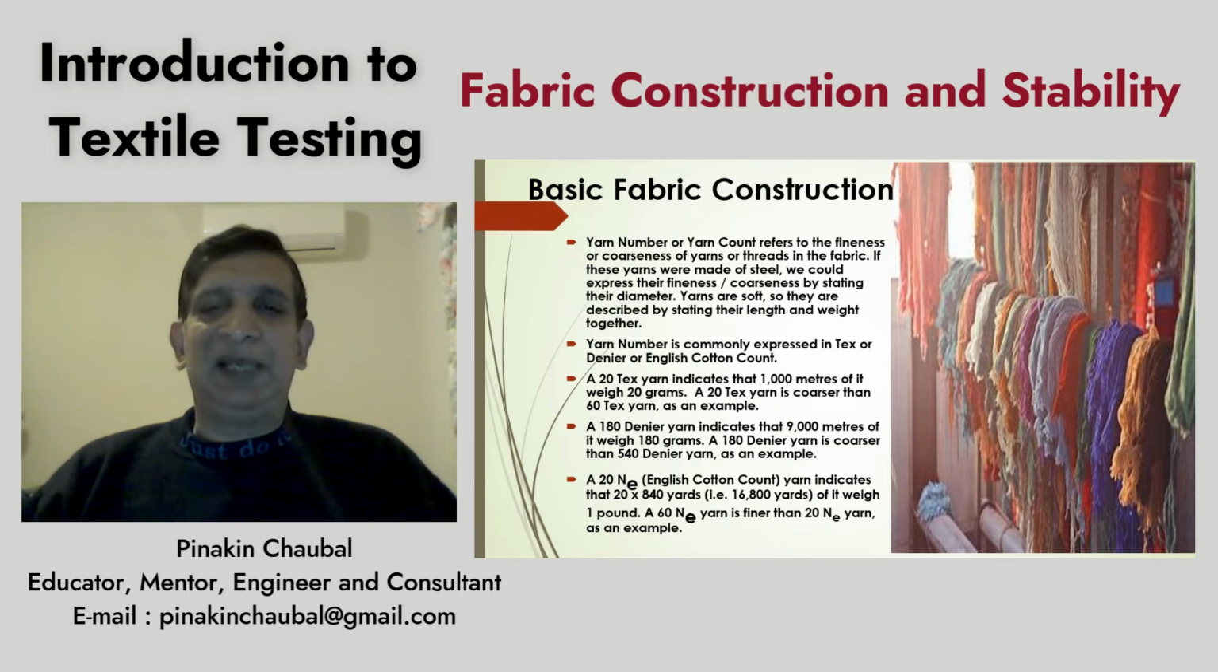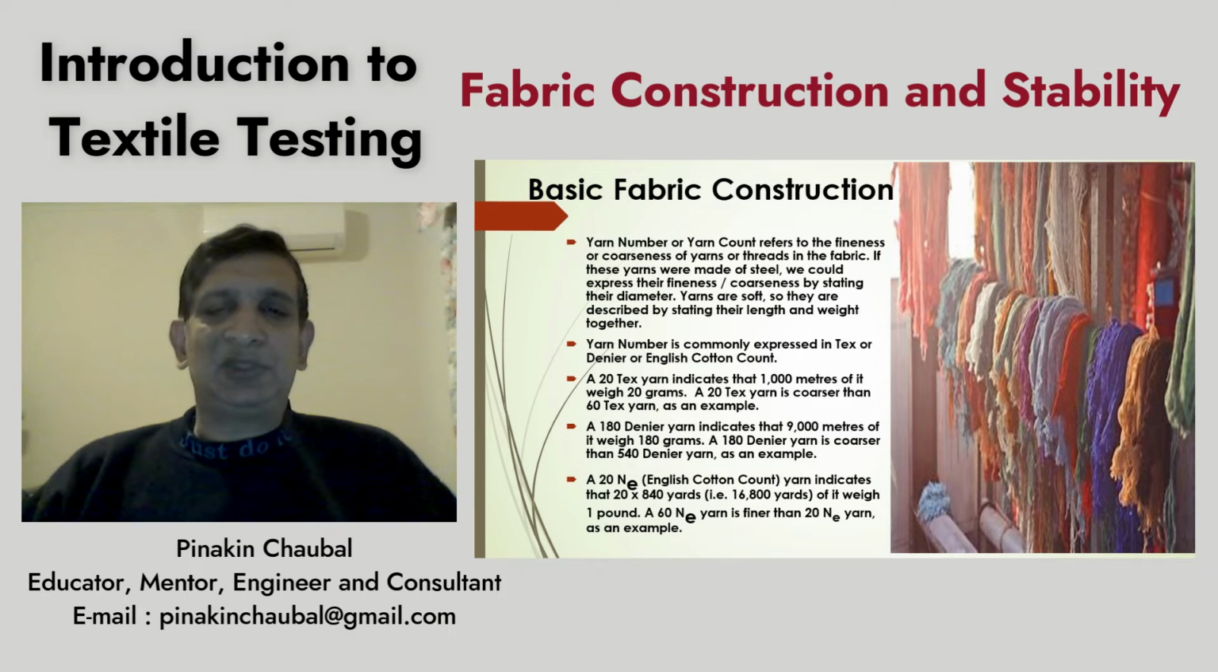A 20 tex yarn indicates that 1000 meters of it weigh 20 grams. A 20 tex yarn is coarser than 60 tex yarn, as an example. A 180 denier yarn indicates that 9000 meters of it weigh 180 grams. A 180 denier yarn is coarser than 540 denier yarn, as an example.